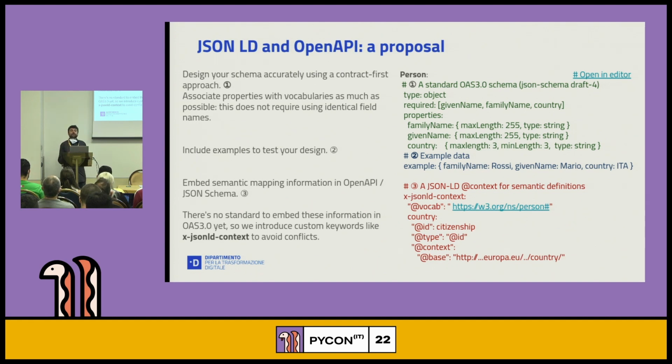The first, you should design your API schemas accurately with a contract-first approach. Every property should be associated with vocabulary terms from dictionaries, ontologies, codices. You should include examples to validate your design and test conversion between, like one we showed in previous slides. And then you need to communicate the semantic information to your consumer.